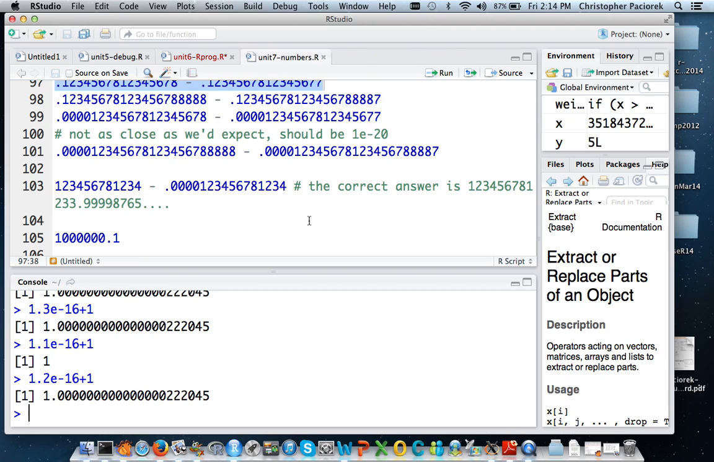If I want to represent 1 in our representation, which is (-1) to the s times 1 point d1 up through d52 times 2 to the e minus 1023, I can write 1 as the leading bit 1, and then just 52 zeros, times 2 to the 0. That would be setting e to 1023. And this would be my representation of what 1 is.